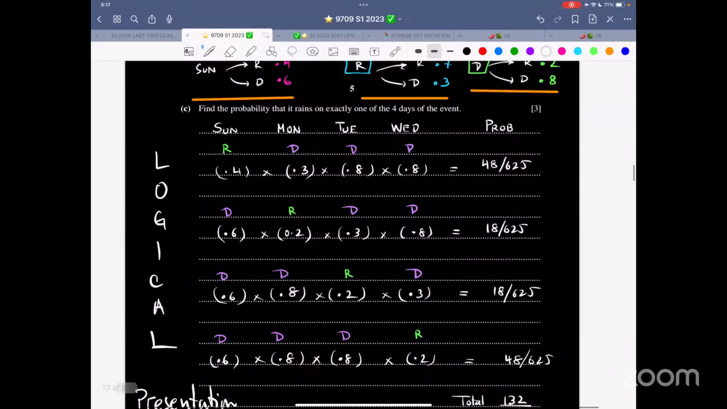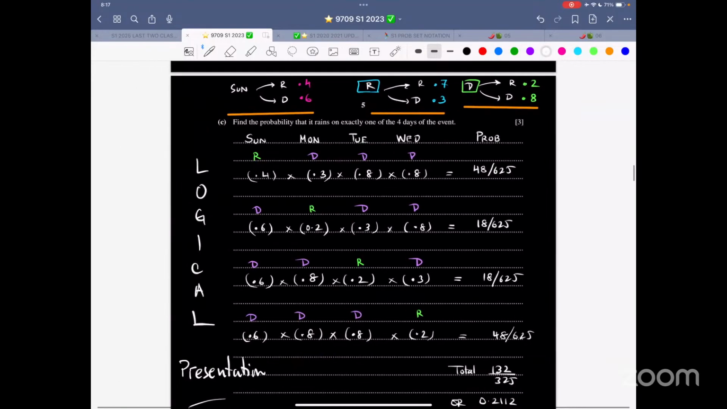Now, let me just focus on Sunday first. First of all, rainy, that is 0.4, and then dry, dry, dry, that is 0.6, 0.6, 0.6. Very simple. Let me focus on Monday. After rainy, it's dry, so this is 0.3. And after dry Sunday, it's rainy, that is 0.2. After dry, Monday is dry, that is 0.8, and again 0.8.